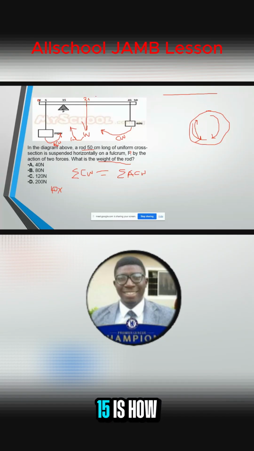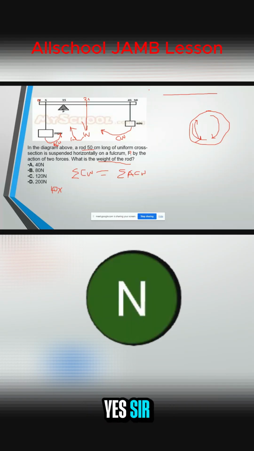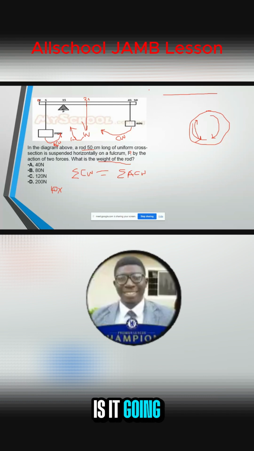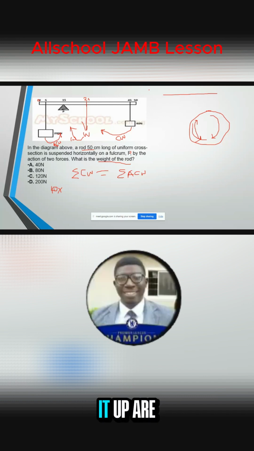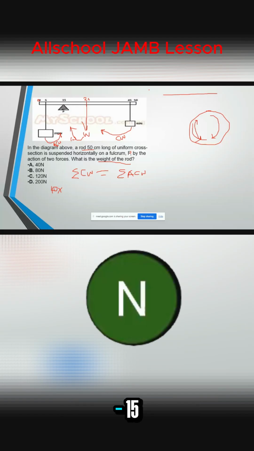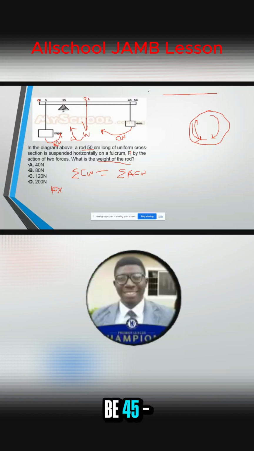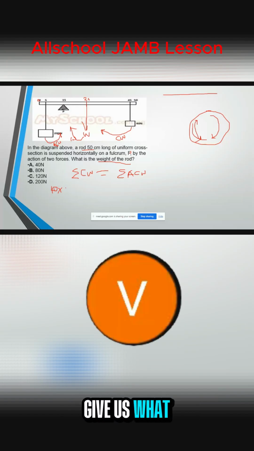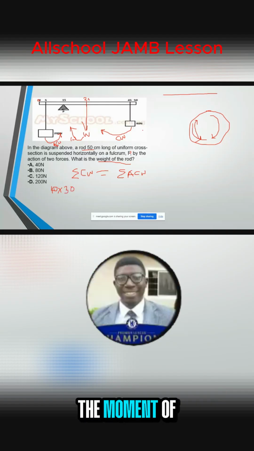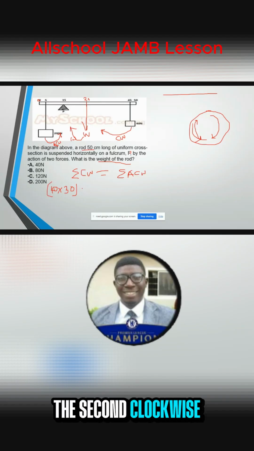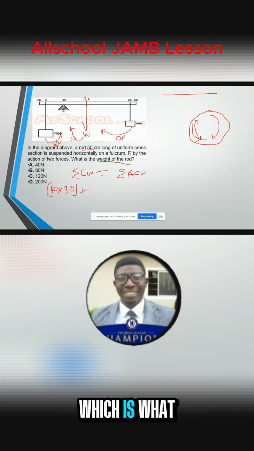From 45 to 15 is how many? It's not 45 plus 15, and not adding it up. It's 45 minus 15, which will give us 30. So we are getting the moment of the first clockwise plus the second clockwise moment.